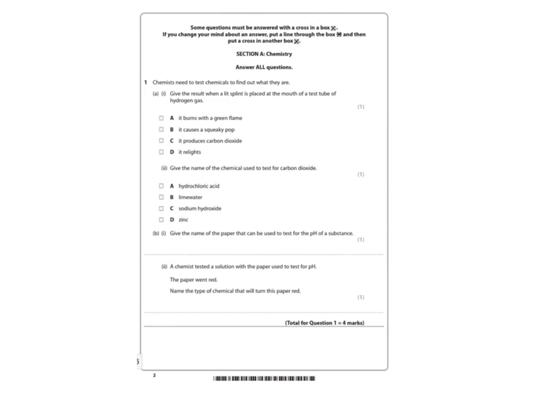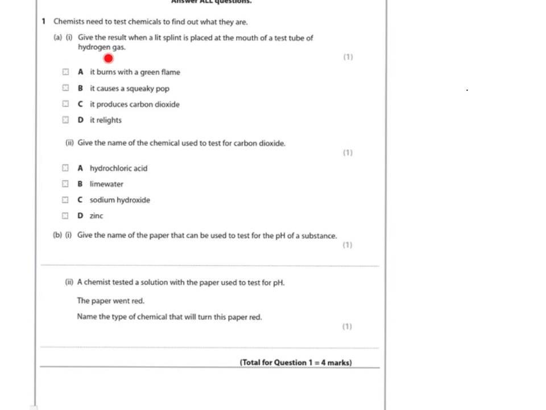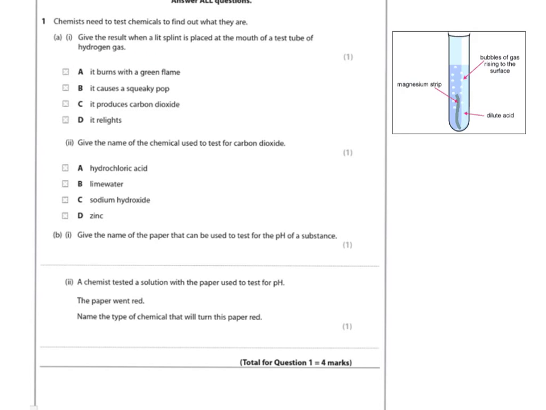Question 1. In this question, remember we're looking for the test for hydrogen gas. This is the gas produced when a metal is put into an acid. These bubbles are hydrogen, and you test for it with a lighted splint. The squeaky pop is the classic test for hydrogen.